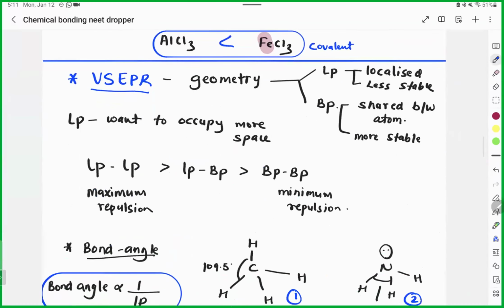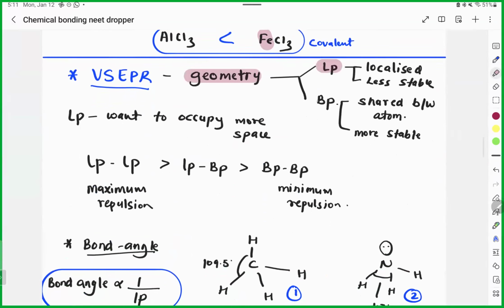Yes. VSEPR theory says that if we want to know the geometry of any chemical compound, you have two types of pair. One is lone pair, second is bond pair. Lone pairs are localized and less stable, and bond pairs are shared and highly stable. Bond pair is always stable, and lone pair is less stable. The issue with the lone pair is that it always wants to occupy the maximum space.